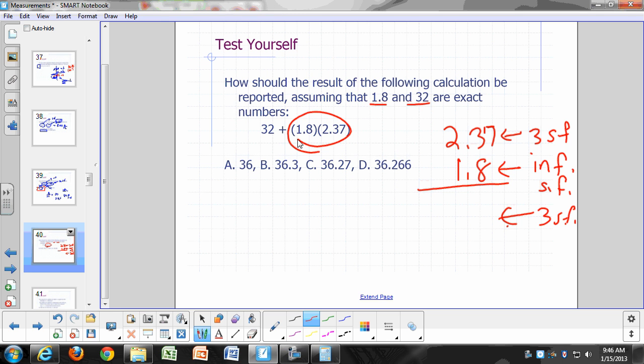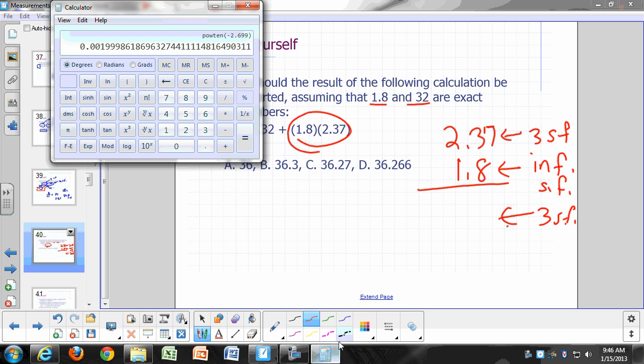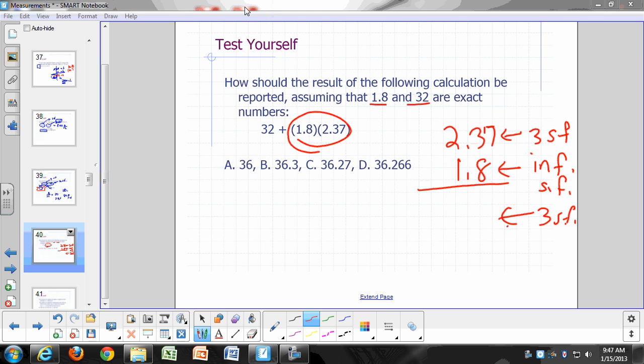And if you did this, let's see, 1.8 times 2.37, that gives you 4.266. This should only have 3 sig figs, so 1, 2, 3. So this 6 right here is my last sig fig, okay? And that extra 6 there, I just keep that because this is an intermediate step. I don't want to build up round-off errors.